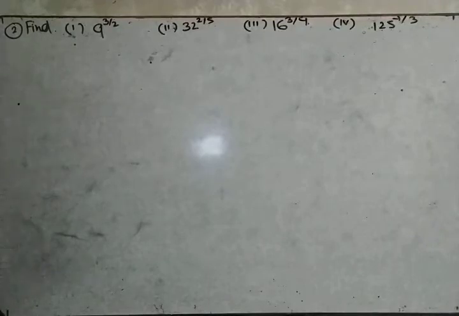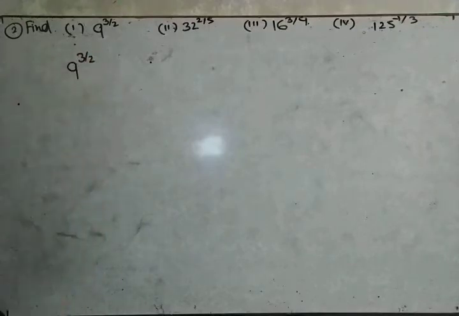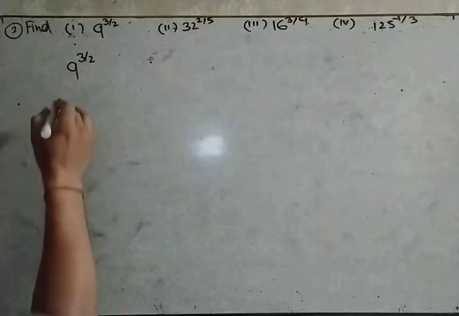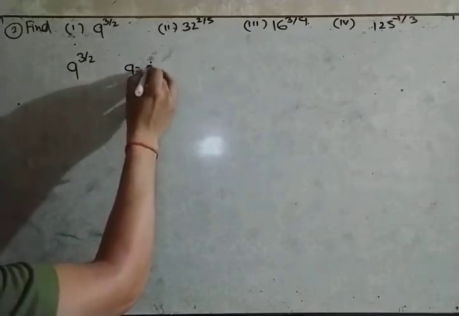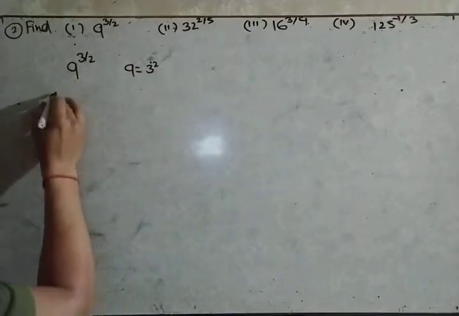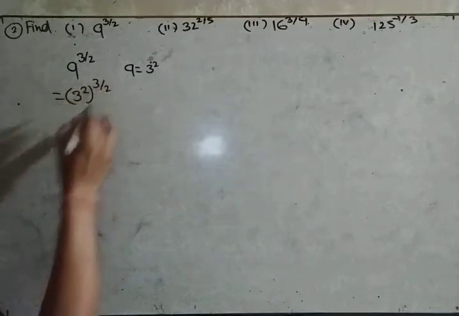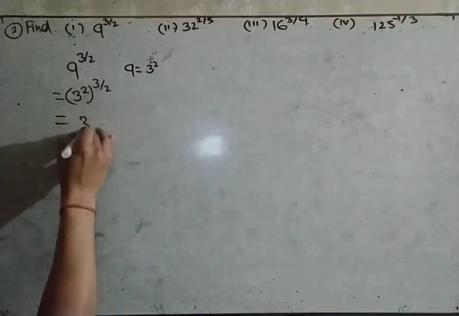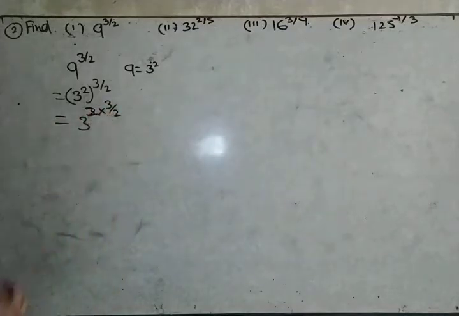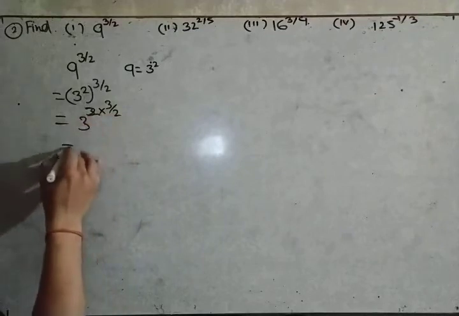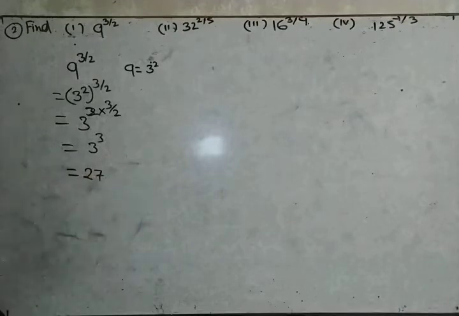First question is 9. So we know 9 can be written as 3 squared, so you can write 3 in the form of this, and with the law of indexes we can multiply this with this, 2 into 3 by 2. This 2 is cancelled out by this 2, it will be 3 cubed, and that can be written as 27.